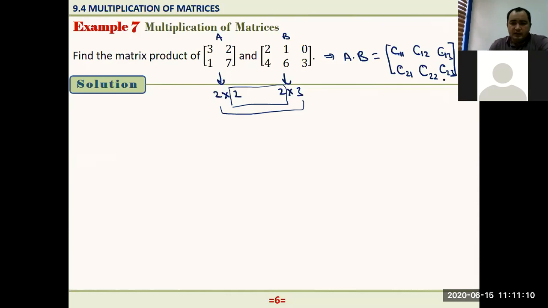Okay. Now to get this entry, what does 1, 1 mean? It means multiply the first row by the first column. C sub 1, 2 means the first row by the second column, right? And C sub 1, 3 means the first row by the third column. So if you multiply the first row by each column, we will get these entries.